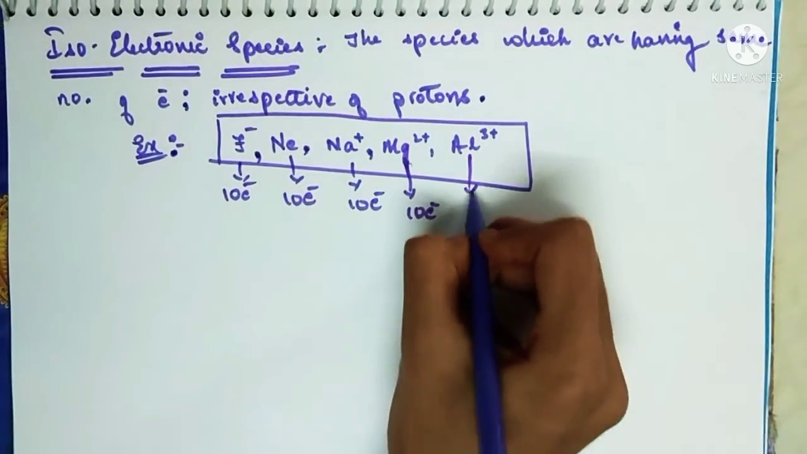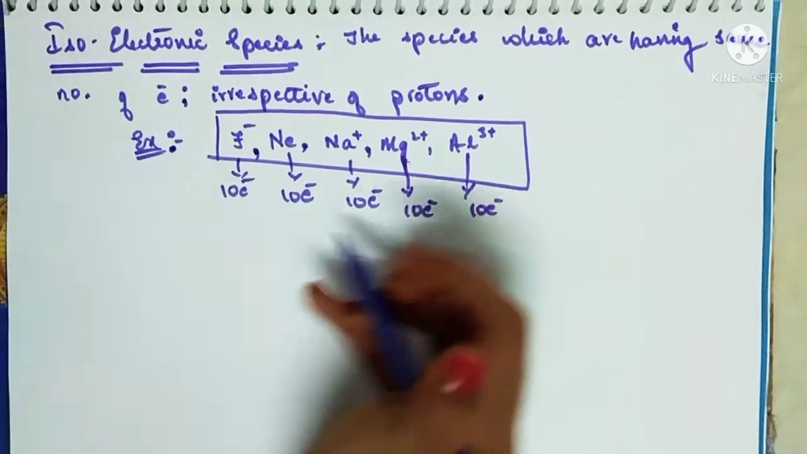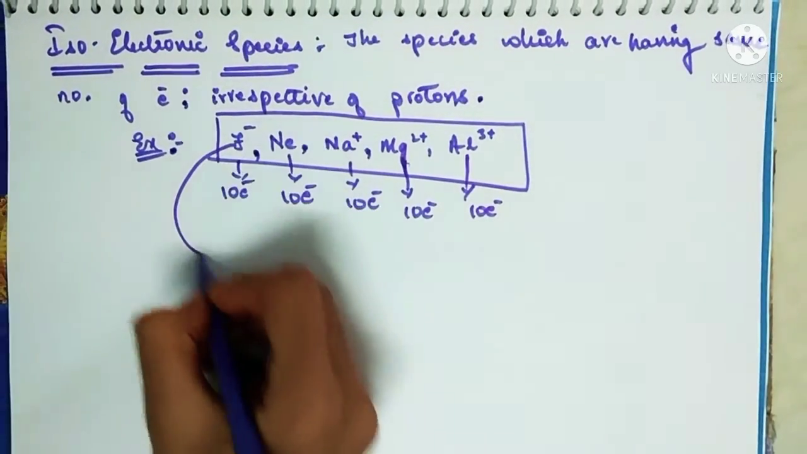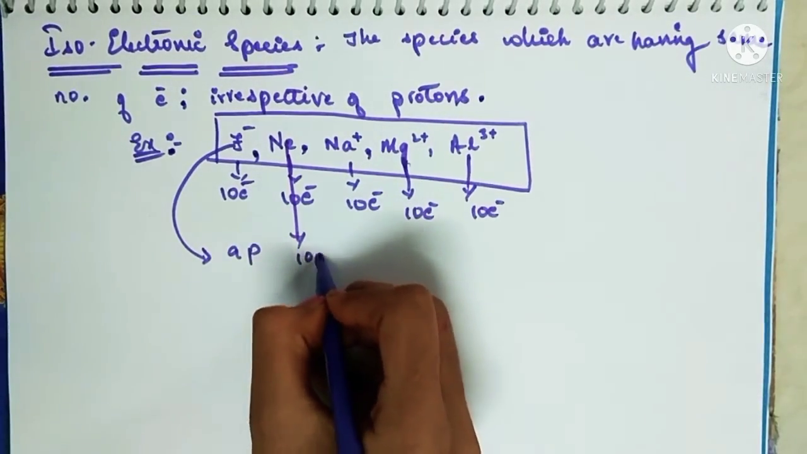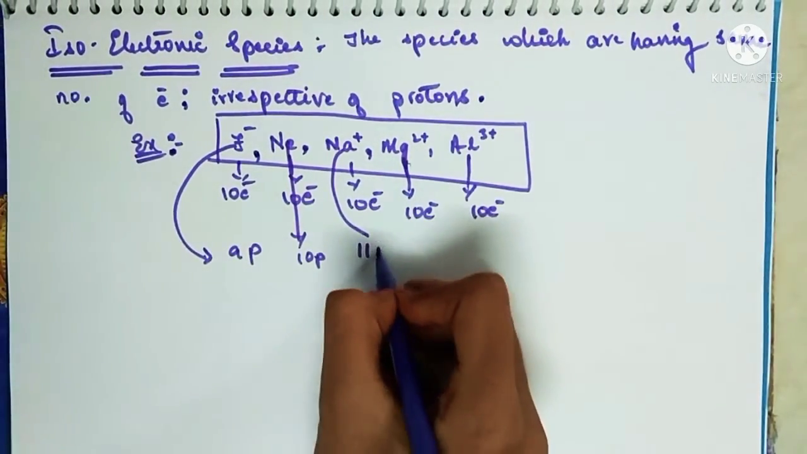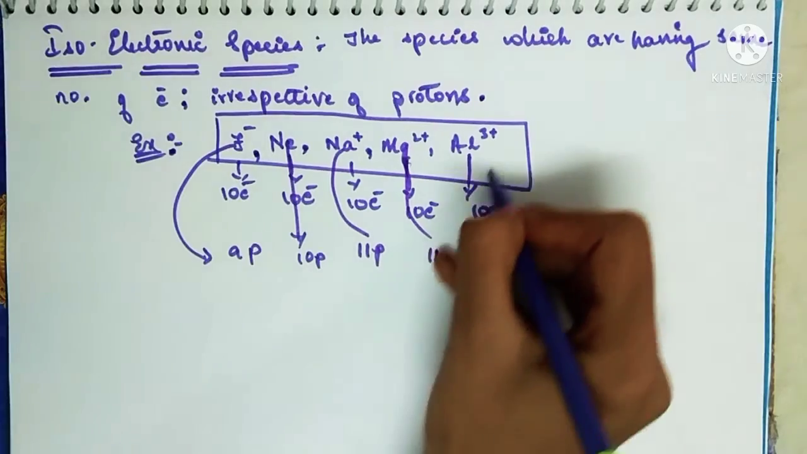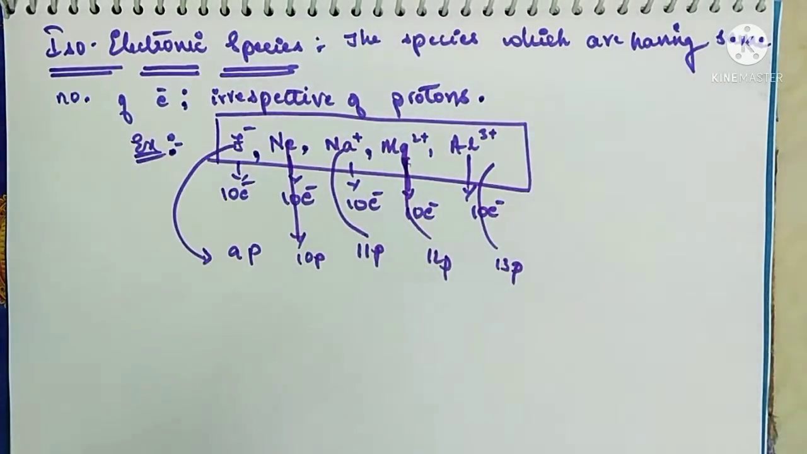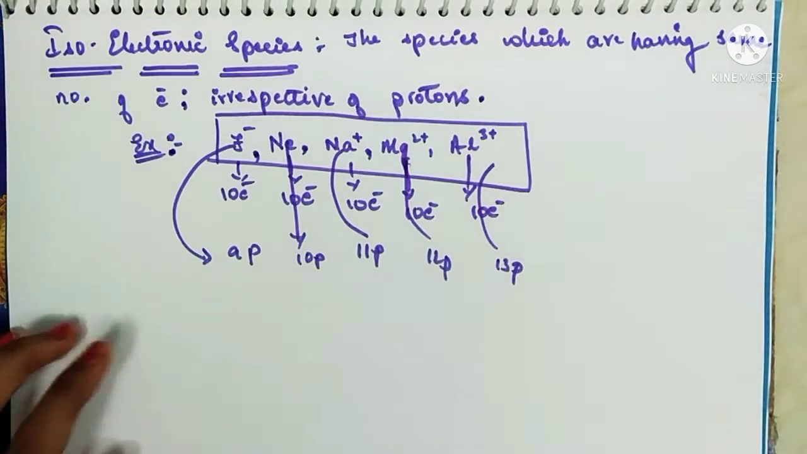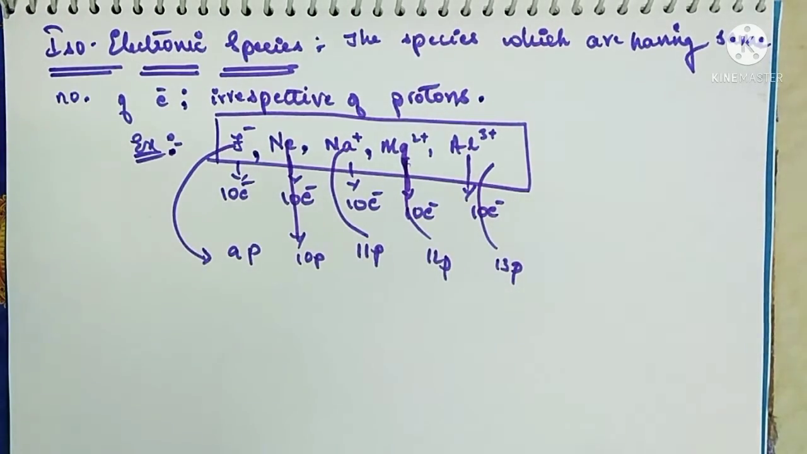We have 10 electrons everywhere. But if we see, the number of protons differ. Here we have 9 protons. Here we have 10 protons. Here we have 11 protons. Here 12. And here 13 protons. So it doesn't matter whether the protons are equal or not, but the electrons should be equal in the isoelectronic species.